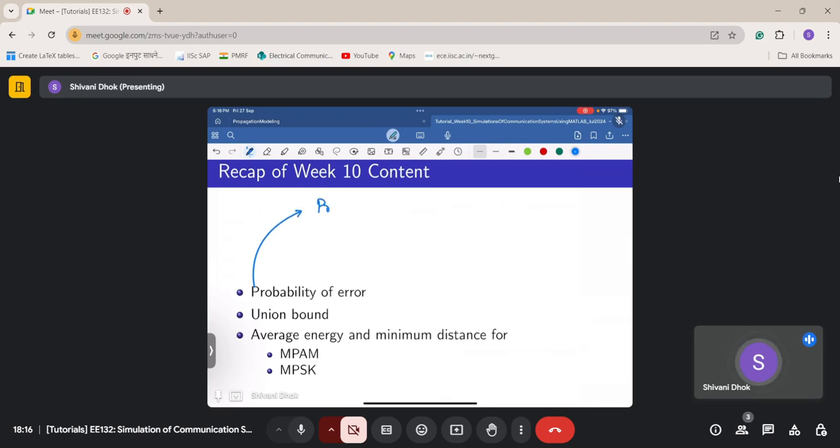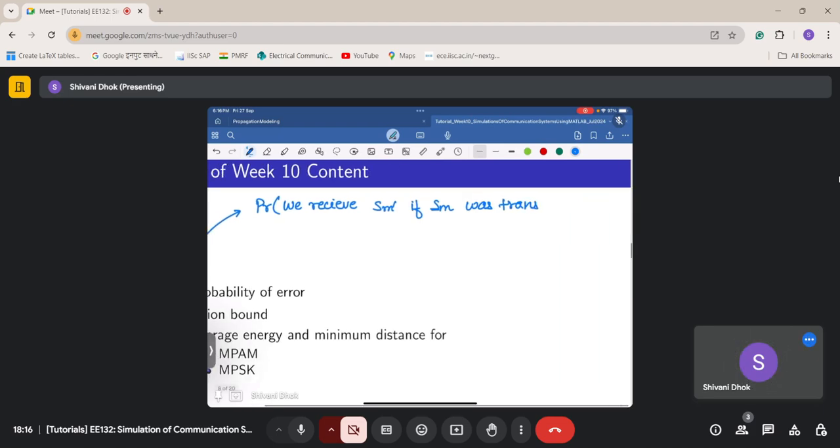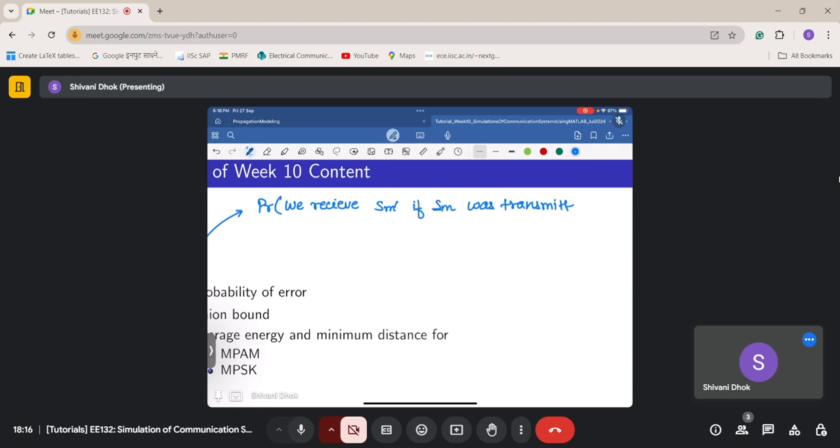So it says that the probability that we receive some another symbol, we receive Sm prime if Sm was transmitted for some Sm, and this is your probability of error.